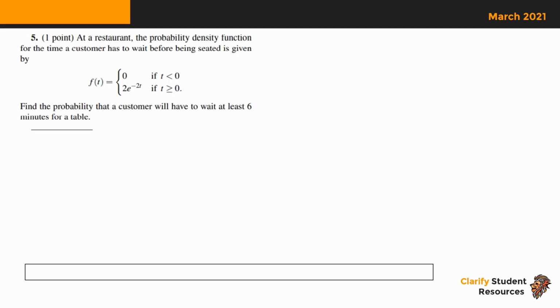All right, so for question 5, the question asks us, what is the probability that the customer will have to wait at least 6 minutes? So the probability that a customer waits at least 6 minutes is basically the probability of x between the time and infinity, right? Because when it's greater than 6 is at least. So we would basically be integrating the PDF from 6 to infinity in this case. So we go from 6 to infinity of 2e to the negative 2t dt.